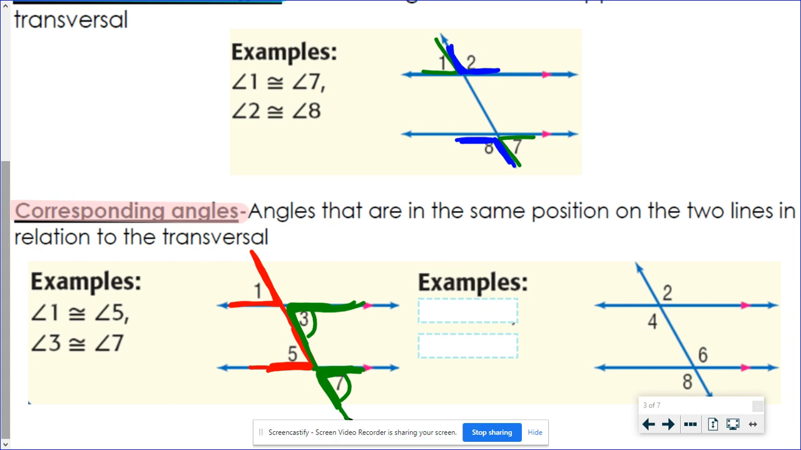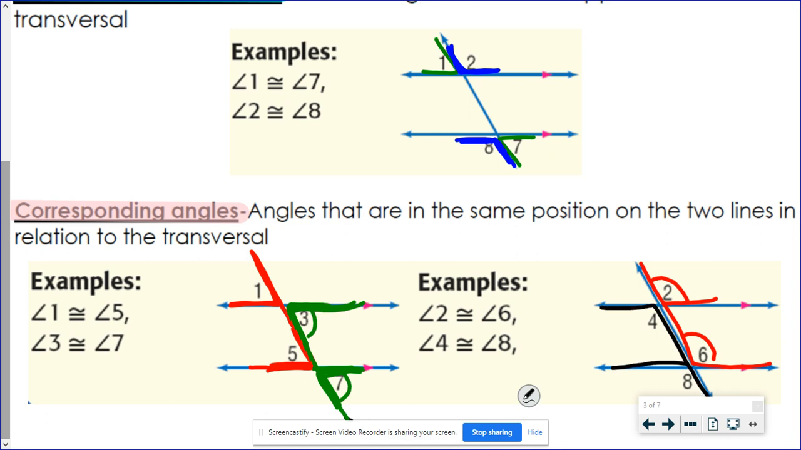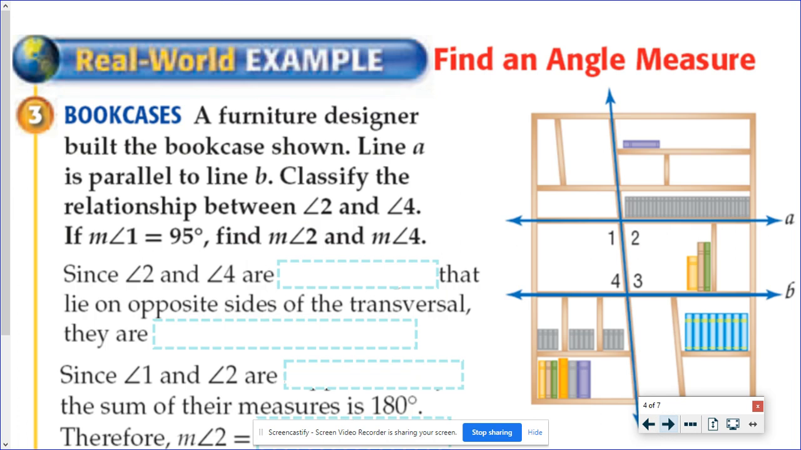Now when I've got the even numbered angles, I'm just gonna uncover these right away. 2 and 6 are corresponding. Here's my F shape, upside down, but the 2 and the 6 are both in the corners of that F. 4 and 8, it's like a backwards F. So there's my 4 and there's my 8. Those are also corresponding angles. They're in the same position.